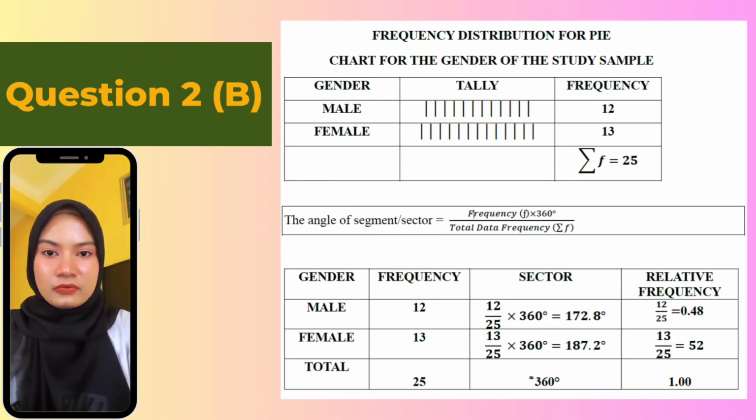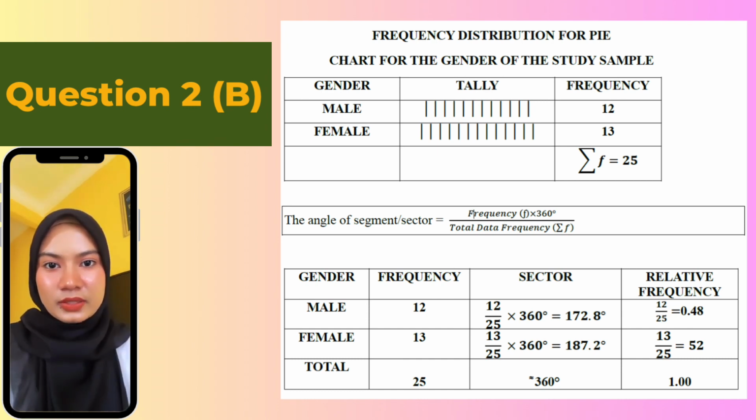This is the table for frequency distribution for the pie chart for the gender of the study sample. For the gender of the study sample, they have female and male. The first step, make a tally mark for each data entry in the appropriate class. So, the frequency of male is 12 and frequency of female is 13. To get the sector of gender, the formula is frequency multiplied by 360 degrees divided by sample size. To get the relative frequency, the frequency divided by sample size.